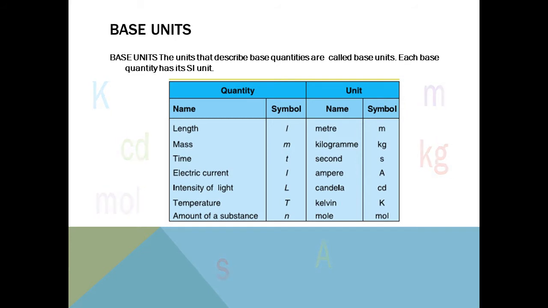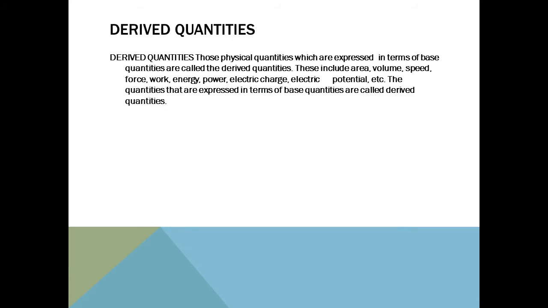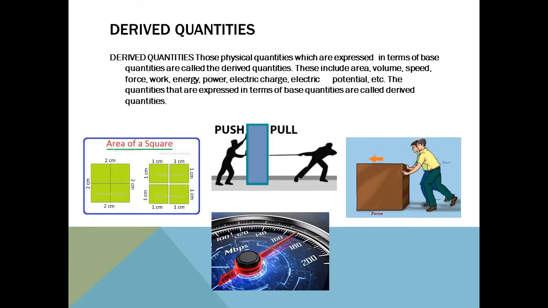The units which are used to express the base quantities are base units. Here we have derived quantities. Derived quantities are those physical quantities which are expressed in terms of base quantities. These include area, volume, speed, force, work, energy, power, electric charge, electric potential, etc. These quantities that are expressed in terms of base quantities are called derived quantities.